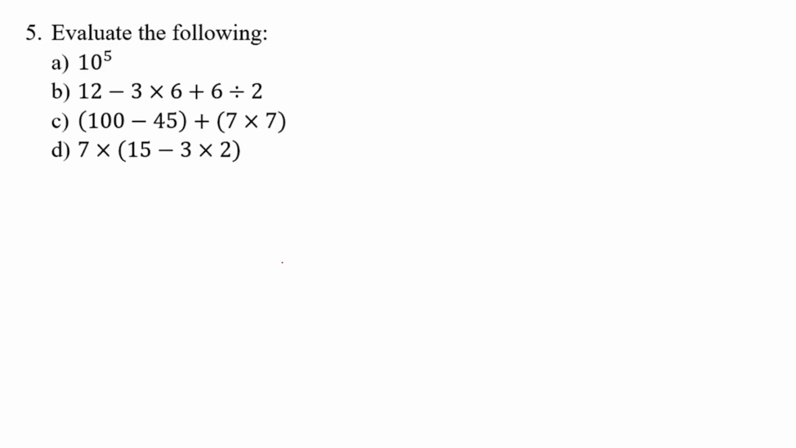Right, let's do question 5. 5a says 10 to the power 5. What is the meaning of this? 10 to the power 5. 10 is the base, then 5 is the exponent. So it means 10 multiplies itself 4 times.